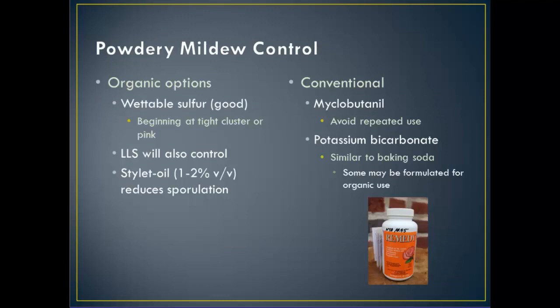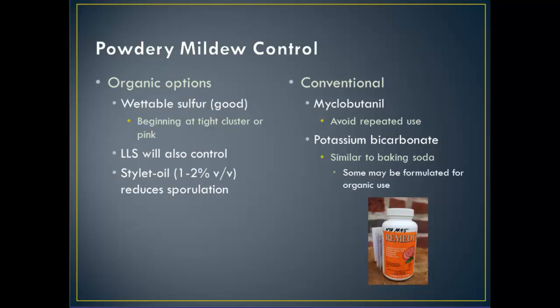Powdery mildew is a problem that we have on a number of plants, not just apples. When we're talking organic, wettable sulfur is good. It usually starts at tight cluster or pink. Liquid lime sulfur will also control it.